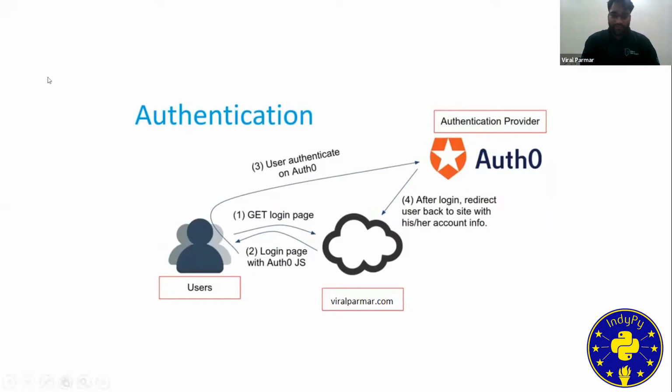Here, if a user wants to access a website, suppose Parmar.com, then the web page sends a login page of Auth0.js, which is made by the developer. So the web server or website will share the link with the user, saying that you have to log in here. When the user enters inputs in that web page, the request goes to the authentication provider, which here is Auth0.